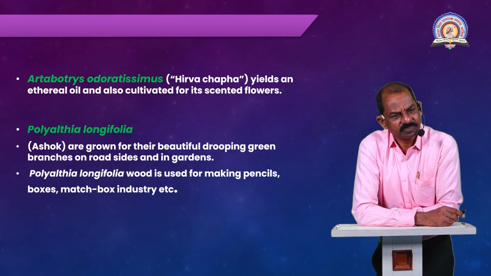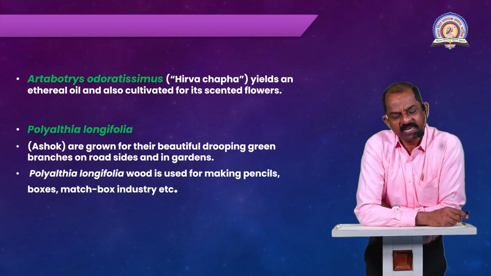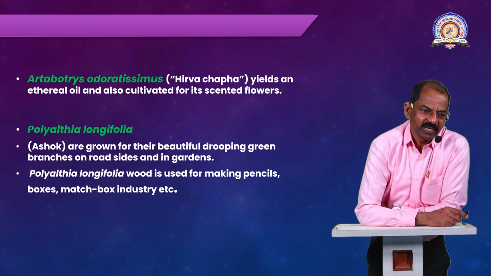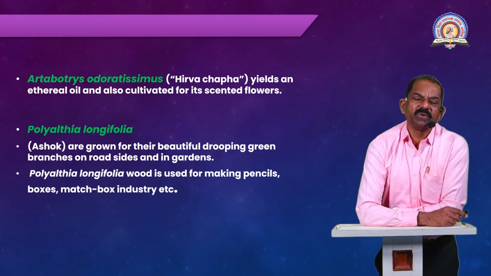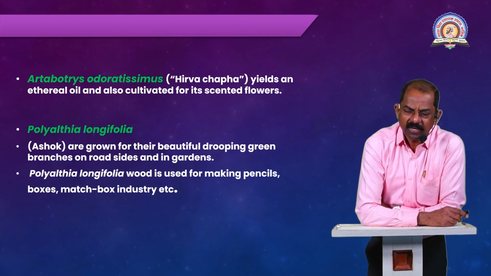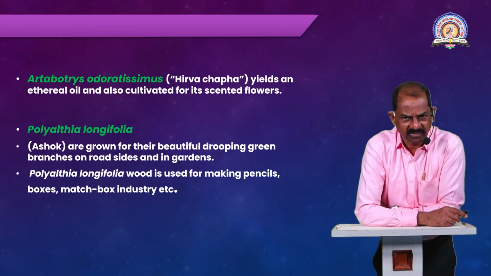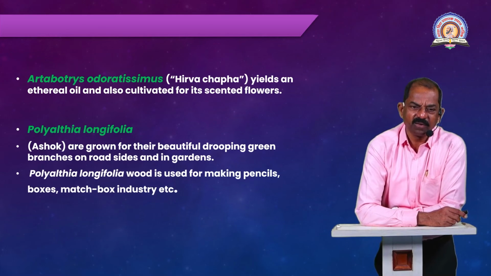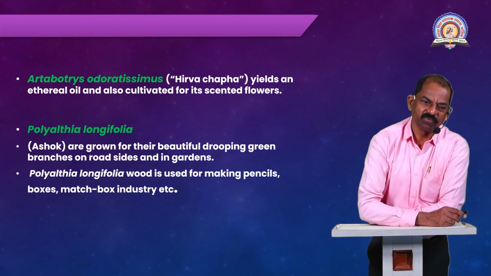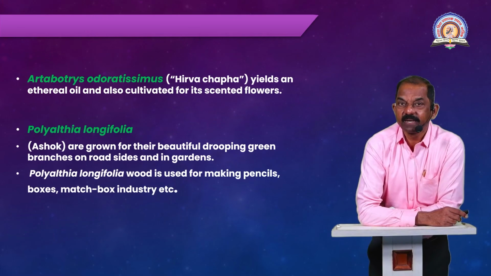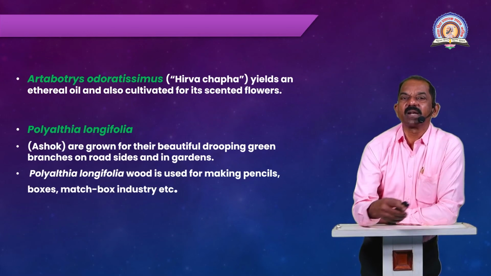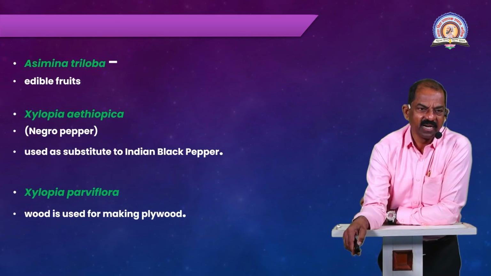Next is Polyalthia longifolia. We all know about this plant. Generally they are ornamental plants, grown for their beautiful drooping green branches on the roadside and in gardens. The Ashoka plants are planted toward the roadside as ornamental plants. The wood of Polyalthia longifolia is used for making pencils, boxes and in the matchbox industry.